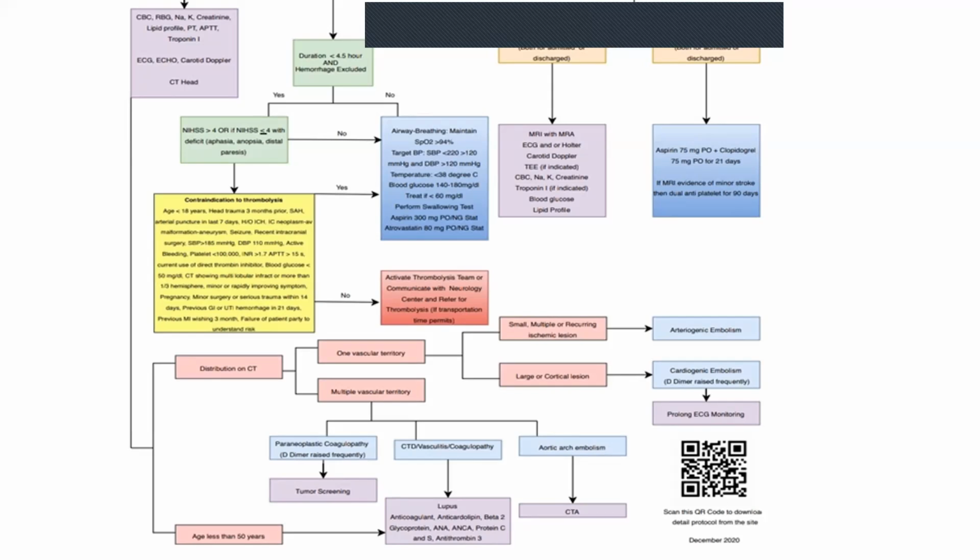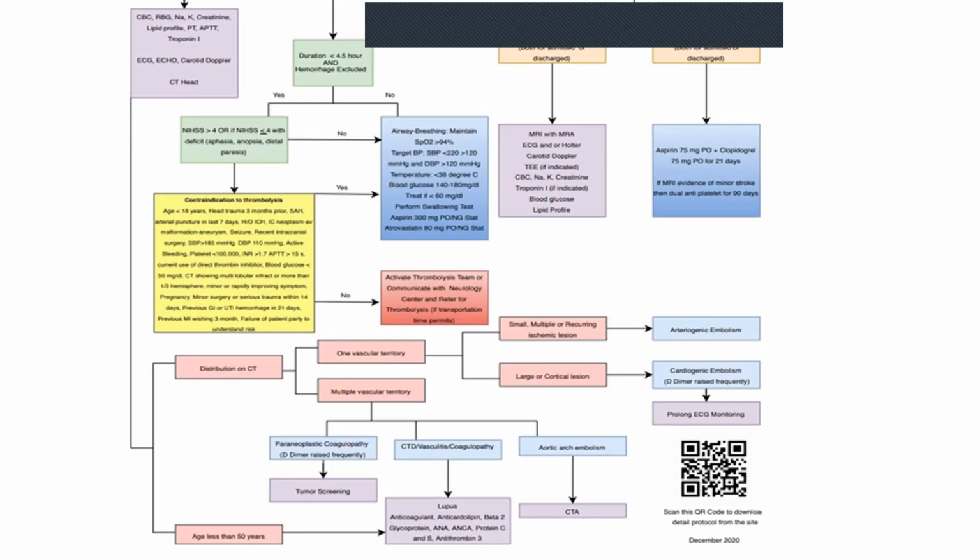In case of TIA, we will see the ABCD score. If it is more than or equal to 4, then admit the patient and investigate. If it is less, workup should be continued but the patient can be discharged with aspirin 75 mg and clopidogrel 75 mg for 21 days.